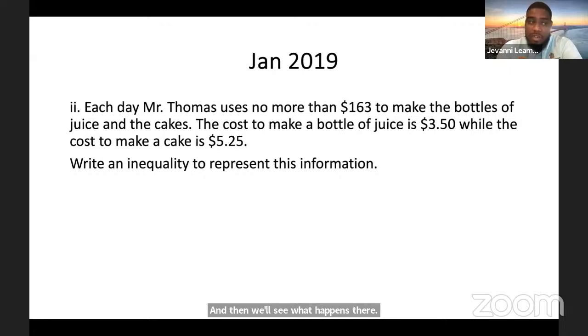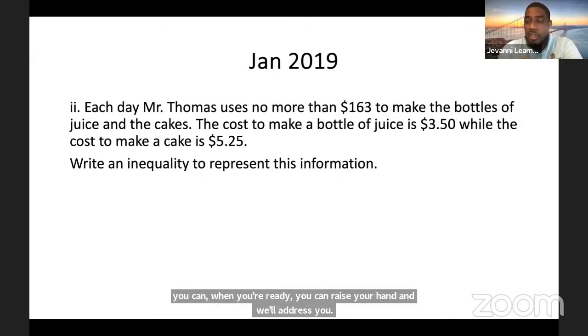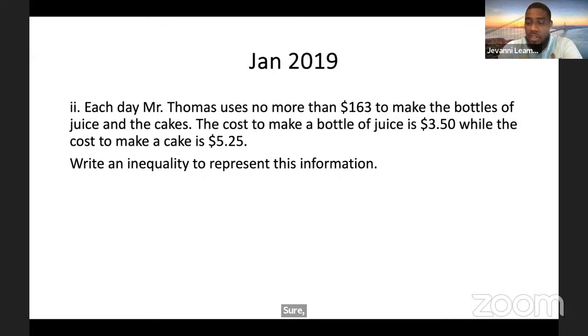When you're ready, you can raise your hand and we'll address you shortly, or you can type in the chat and we'll read it out as is. So Maya is saying 3.50x plus that. Okay. All right. So I got 2 responses so far. Maya and, I'll say, Mrs. Linear Programming, Mackenzie, because she loves linear programming that much.